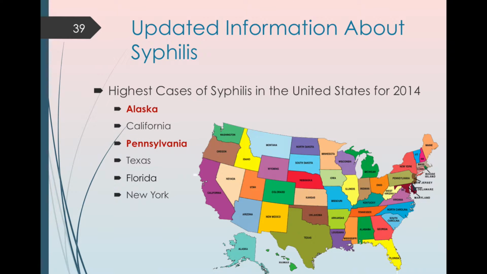And when we look at the map of the United States, we've got the highest cases of syphilis for 2014. Alaska is new to the list this year. California was on the list last year. Pennsylvania is new to the list this year as well. And we saw Texas, Florida, and New York last year also.